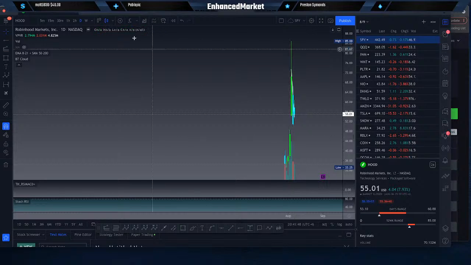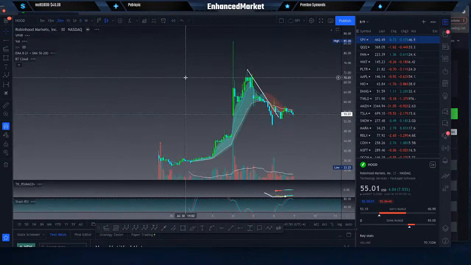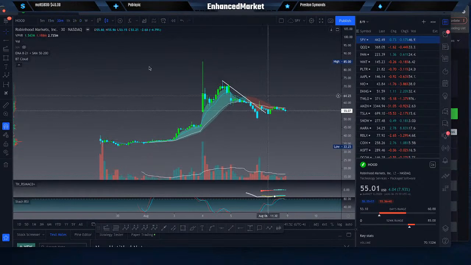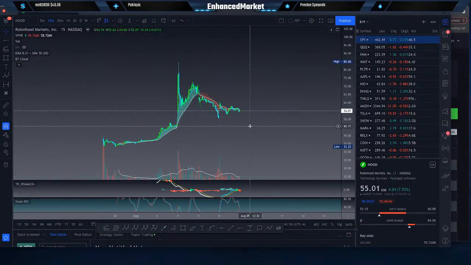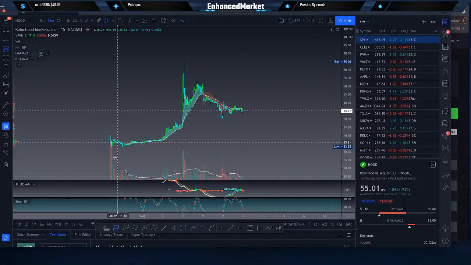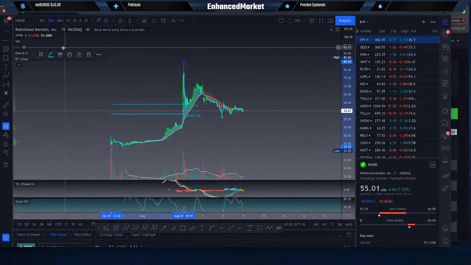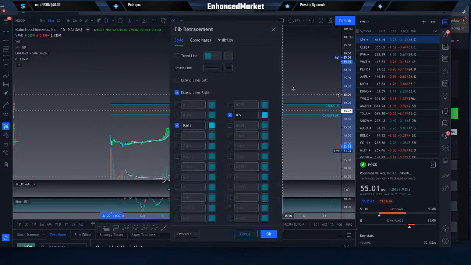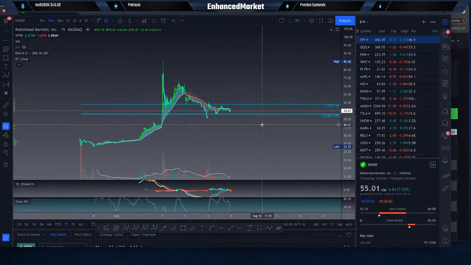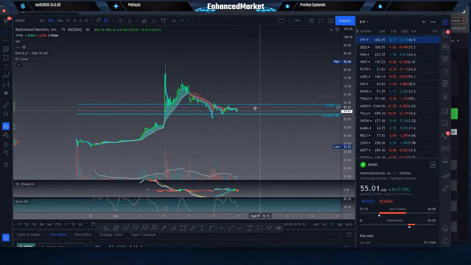JPM, totally look at it after this. Okay, let's check out HOOD, 15-minute. So first thing I do on a new chart like this is draw from the bottom to the high, extend lines right, to see where we are within the fibs. So we're right in between the 0.5 and the 618.